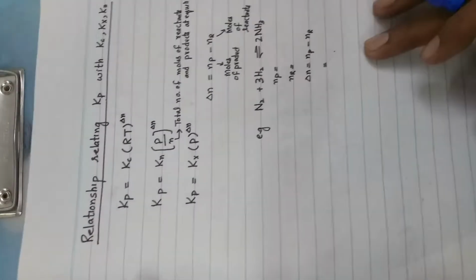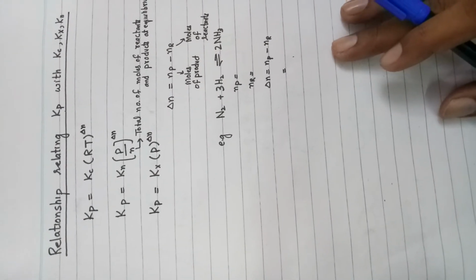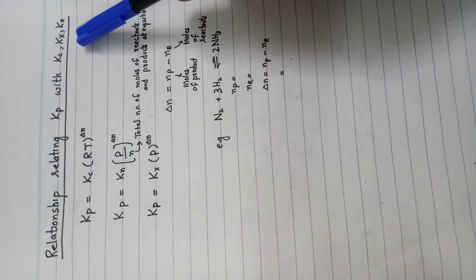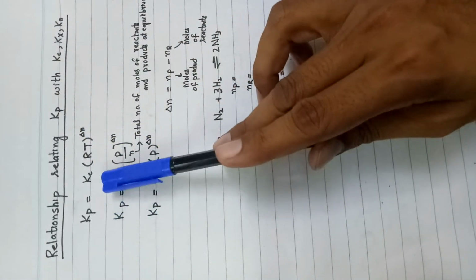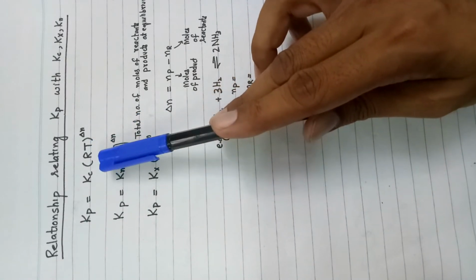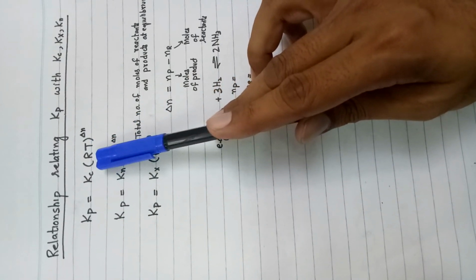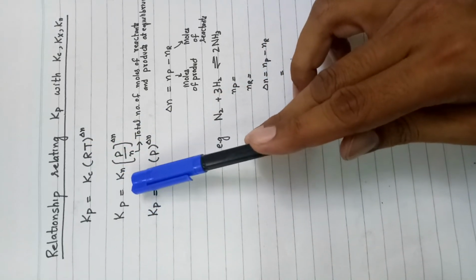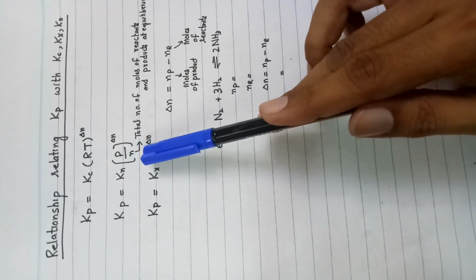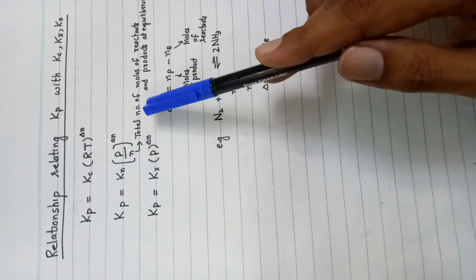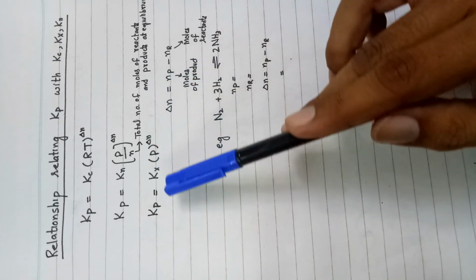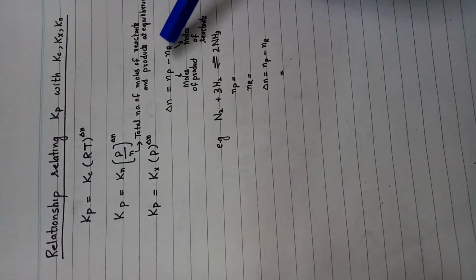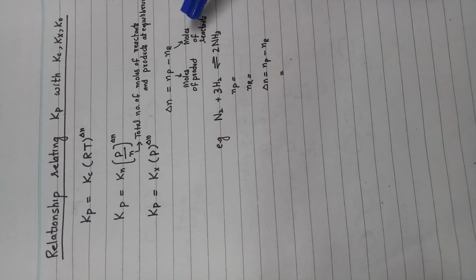Next, we write a relationship relating these three equilibrium constant expressions, meaning the relationship between Kp with Kc, Kx, and Kn. These are three relations. Kp is equal to Kc (RT) to the power delta n. R is the ideal gas constant, T is temperature. Similarly, if we relate Kp with Kn, Kp is equal to Kn (P/N) to the power delta n. N over there stands for the total number of moles of the reactants and products at equilibrium. And if we relate Kp with Kx, Kp is equal to Kx (P) to the power delta n. Delta n is equal to the number of moles of the products minus the number of moles of the reactants.